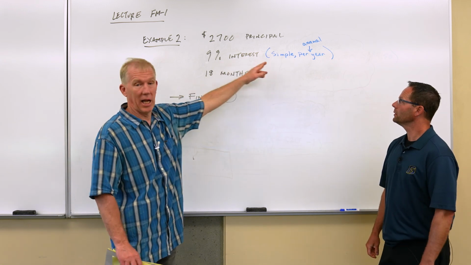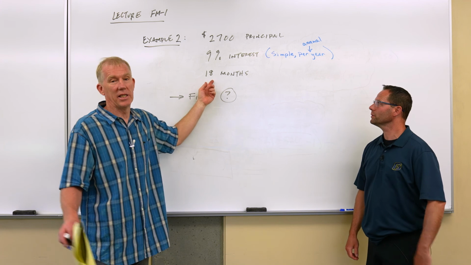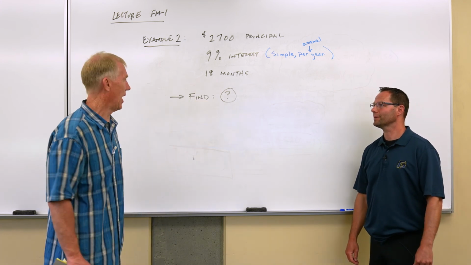So if things aren't stated, that's what you assume from now on. It's simple interest, and the time will not be there most of the time. And the time is 18 months, which you know could be 1.5 years.